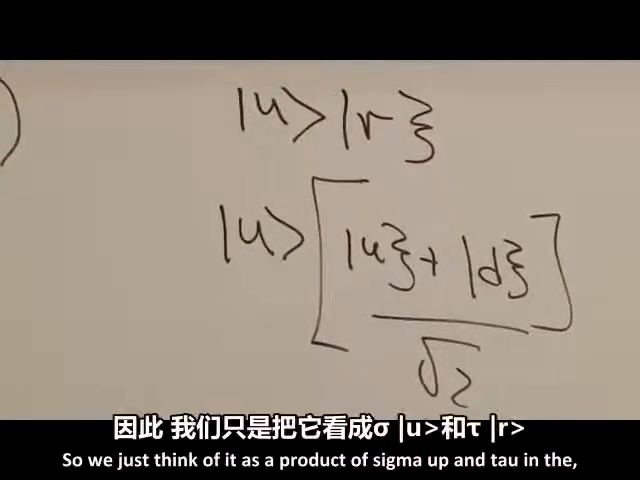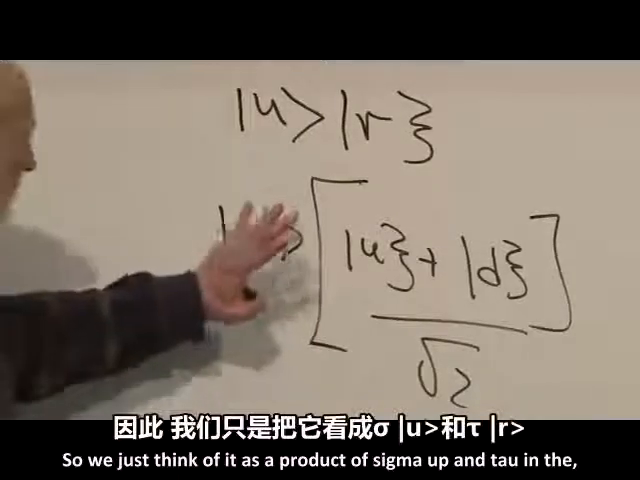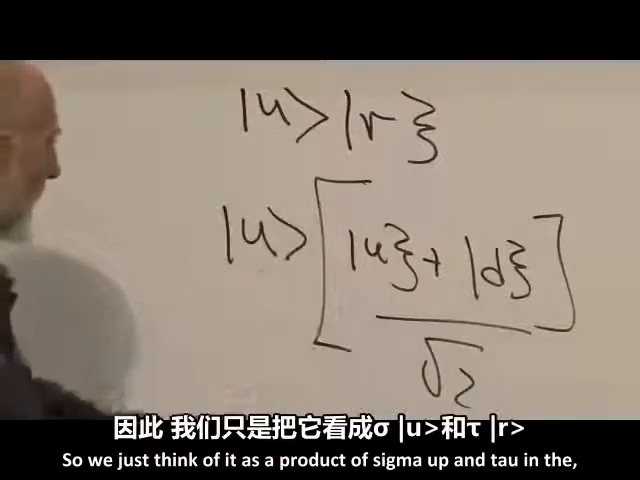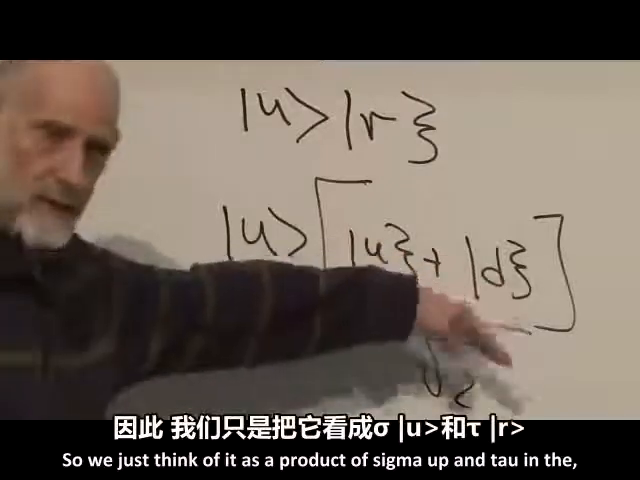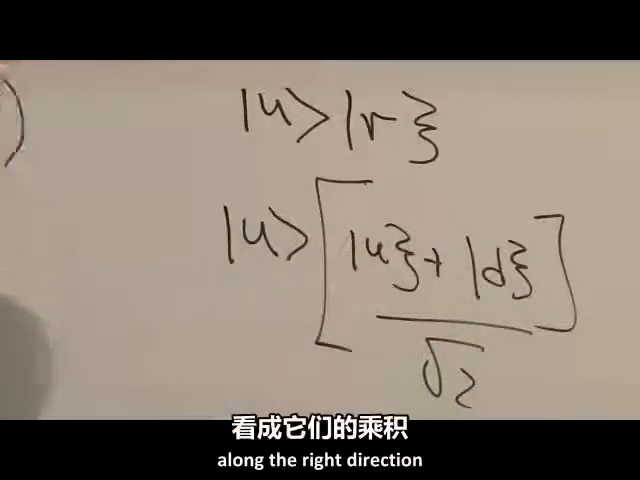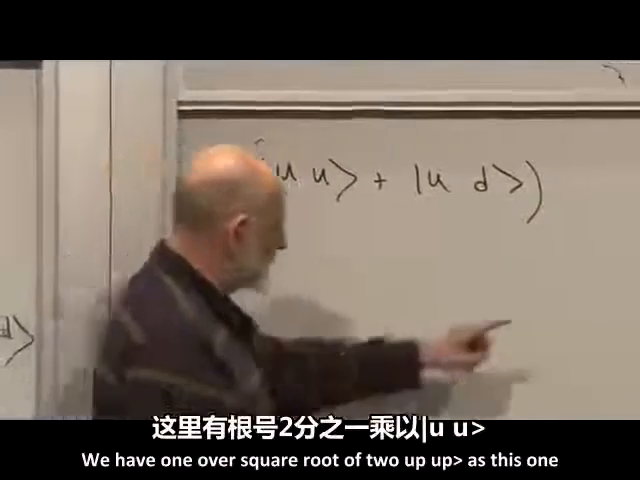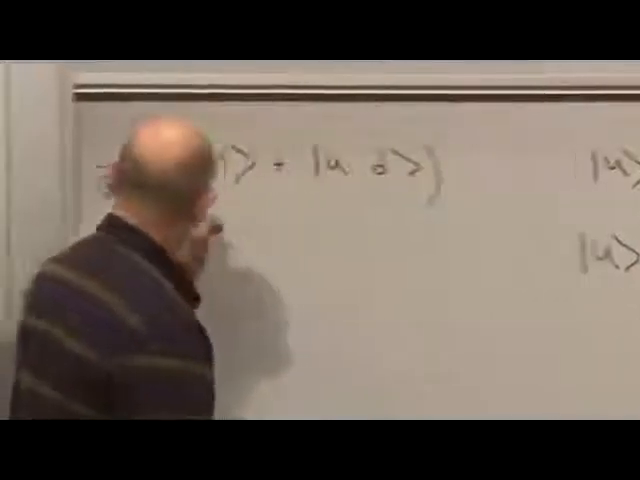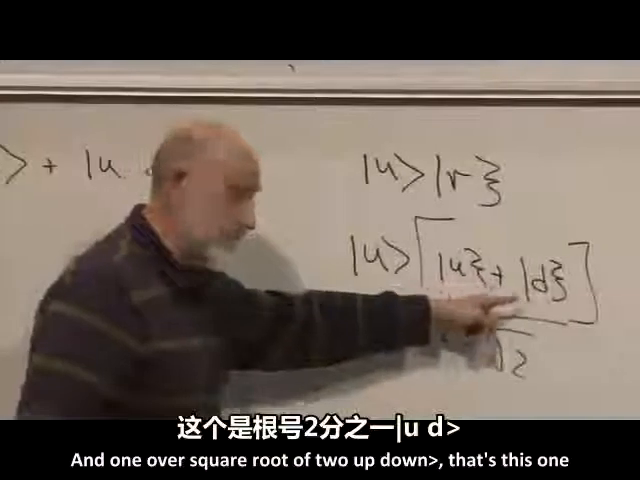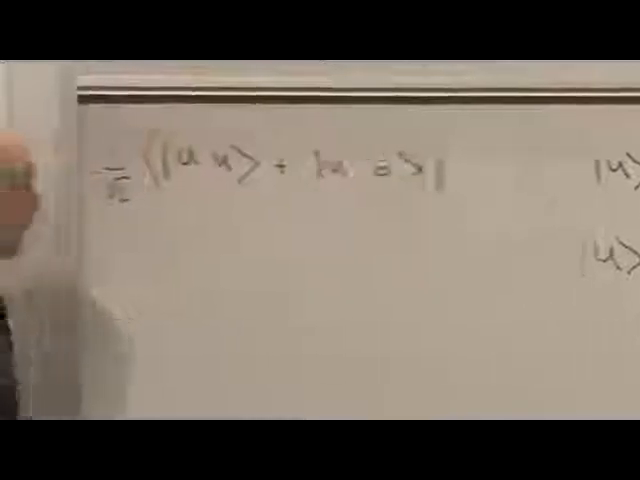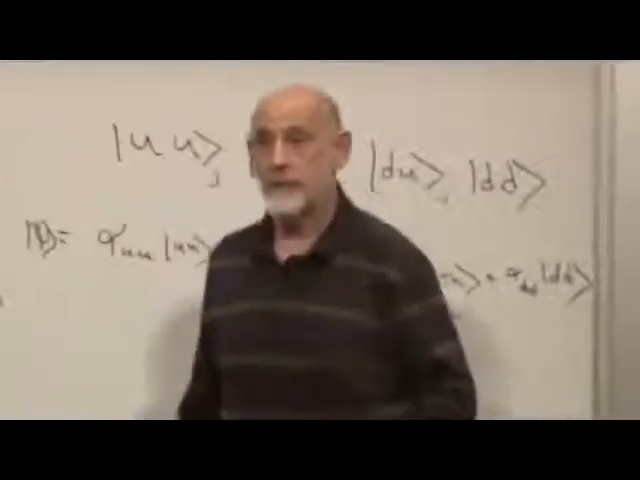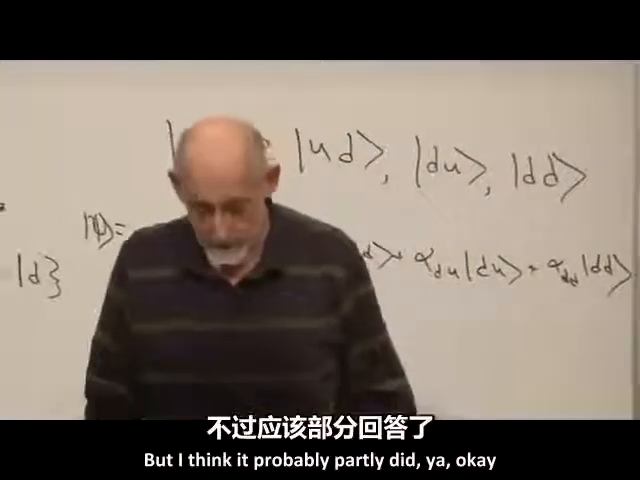So we just think of it as a product of sigma up and tau along the right direction. But that's the same thing here. We have 1 over square root of 2 up, up, that's this one, and 1 over square root of 2 up, down, that's this one. Okay. I'm not sure if this answered your question or not. I think it probably partly did, yeah, okay, right.